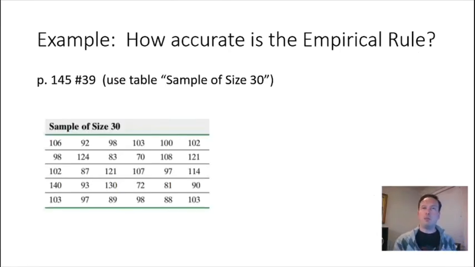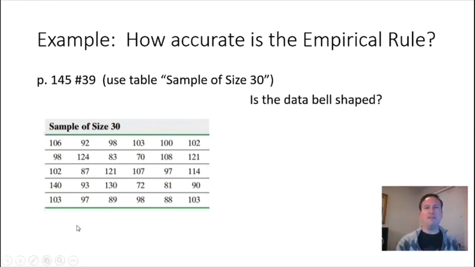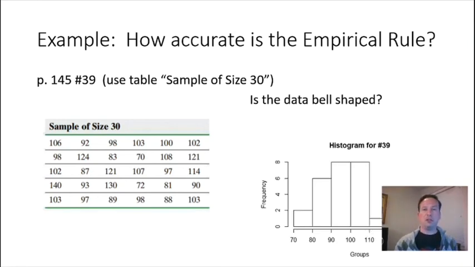All right, now our last problem here, we're going to explore the accuracy of the empirical rule. So we're using this table here from number 39 on page 145. The first thing you want to know is that to use the empirical rule, your data has to be bell-shaped. How do you know if it's bell-shaped? Graph it, okay? So when I graph it, it looks like this. You don't have to do that in your labs or your homework. We'll just assume it's bell-shaped, I'll tell you that.